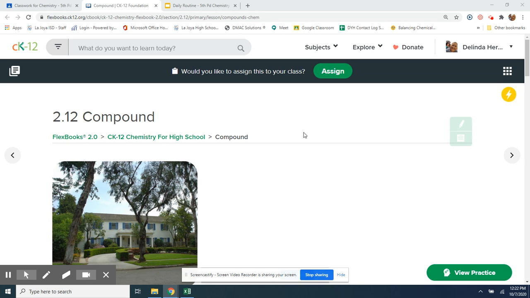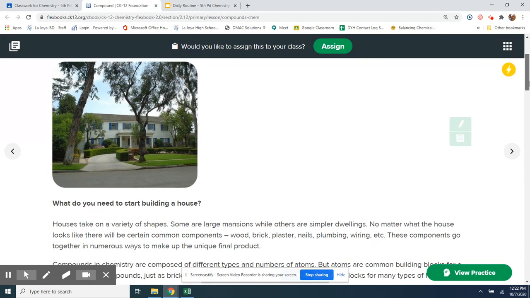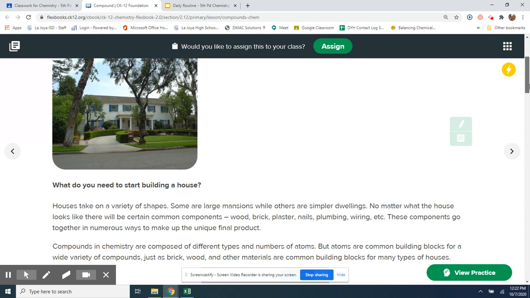Today, we are going to be covering section 2.12, compounds is the topic. And fifth period, again, will be my assistant class. And the first topic or the introduction talks about what you need in order to build a house.